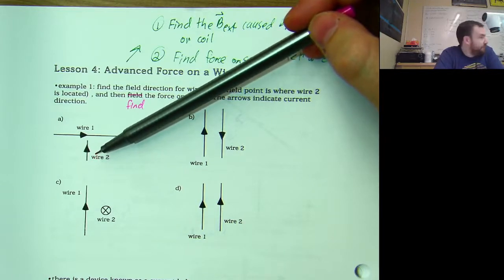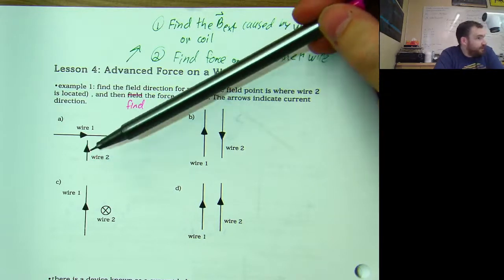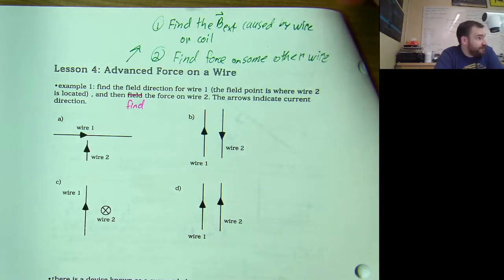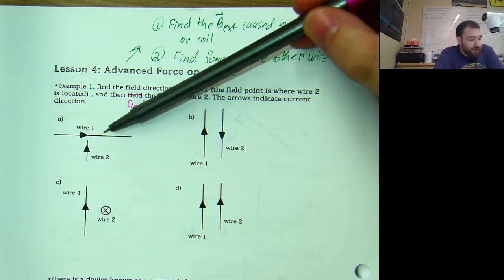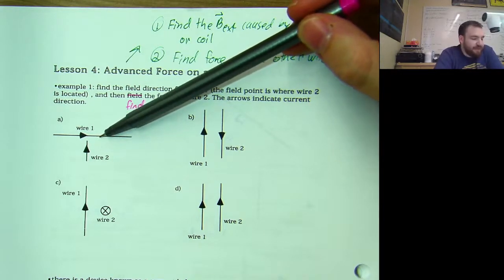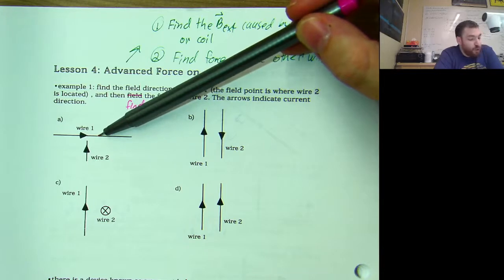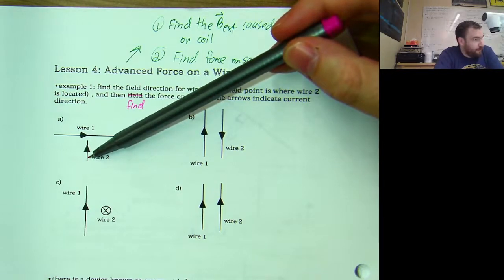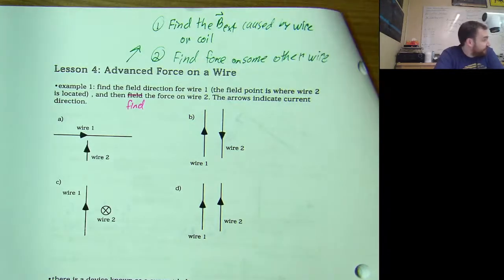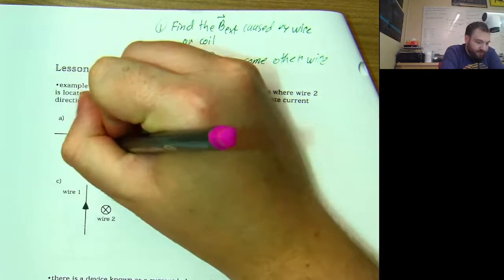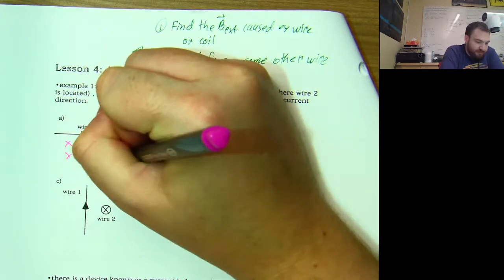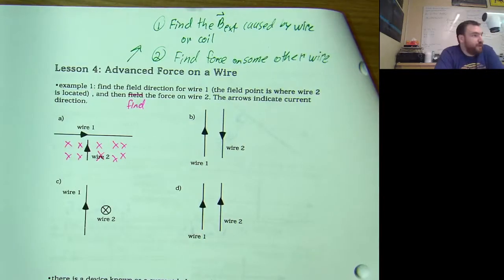So which right-handed rule are we using? The first one, yeah, the thumb in the direction of the current, and then your fingers curl around in the direction of the magnetic field. So the magnetic field from this wire here is going in what direction where wire 2 is located? It's going into the page, correct. So over here, this thing's going in. So if it's going in over there where wire 2 is, what is the direction now on the force for wire 2?